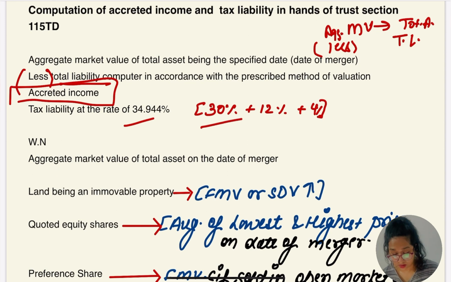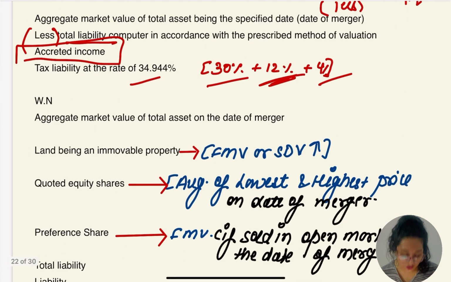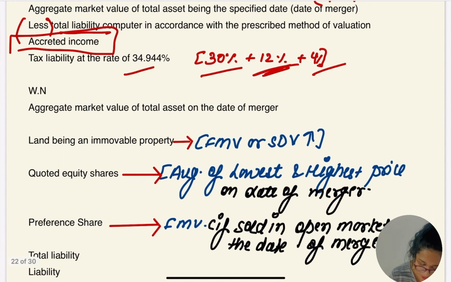So the rate is going to be 34.944%. How? 30% is the tax rate, 12% surcharge, 4% HEC. Whether the amount is more than 50 lakh or not, the surcharge is going to be 12%. So 12% is the surcharge here, 4% is the HEC here. Let's find out what things you have to keep in mind.